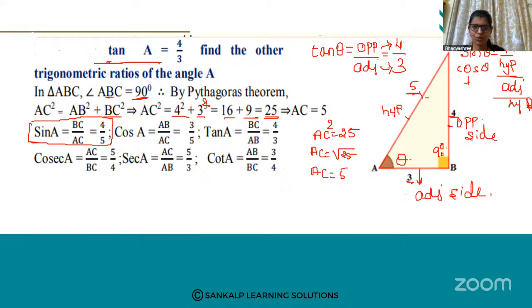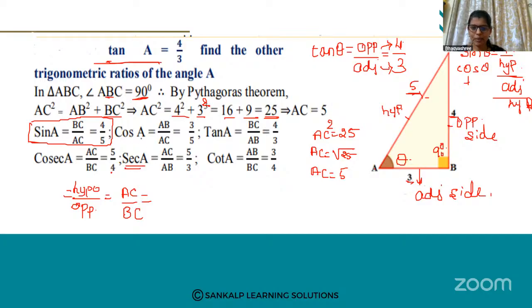Tan A is 4 by 3, already they have given. Cosec A. Cosec A means reciprocal of sin A. Sin A is 4 by 5, then cosec A is 5 by 4. In other words, it is hypo divided by opposite, right? Hypotenuse is AC, divided by opposite side is BC. AC value is 5, BC value is 4.